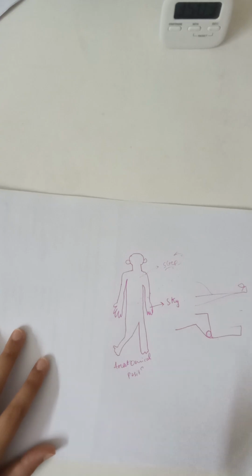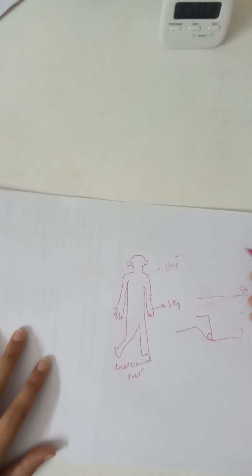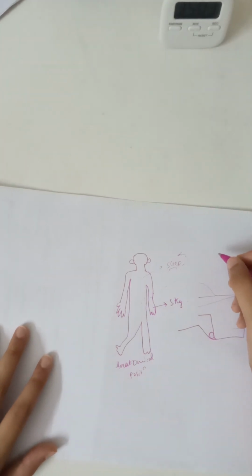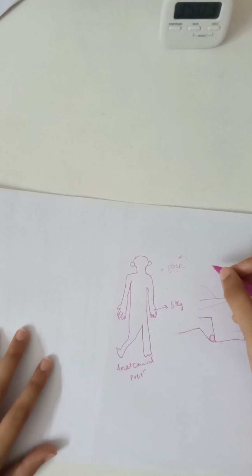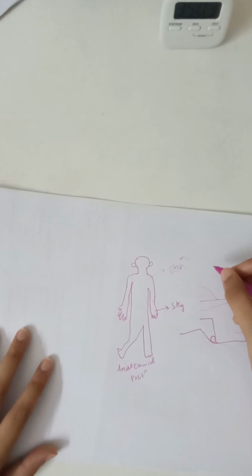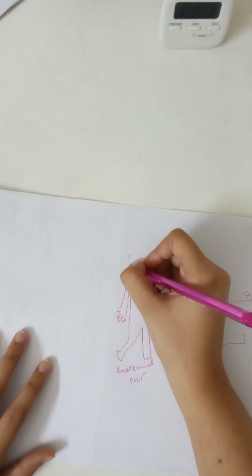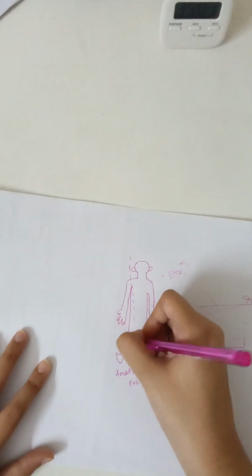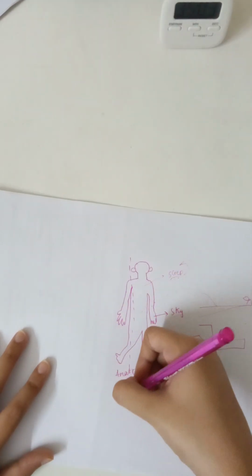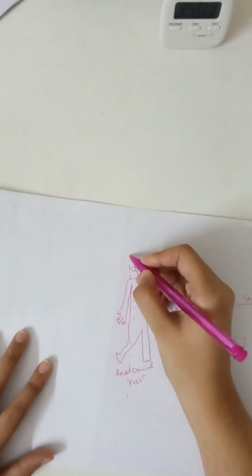Those are coronal, sagittal, transverse, mid sagittal. Now, first we are going to study about sagittal. Sagittal is when we cut the person like this. Vertical cutting is known as sagittal plane.